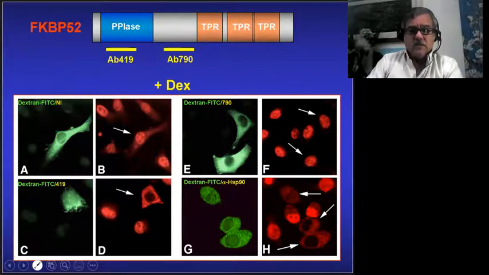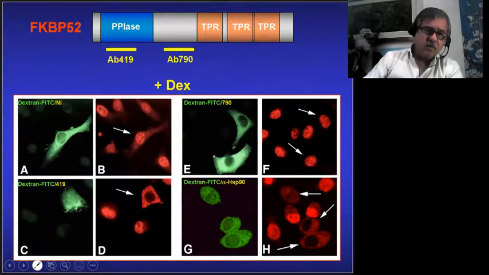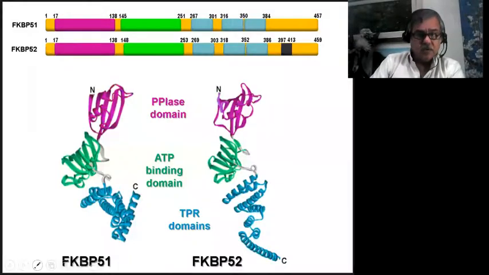In contrast to cells injected with the non-immune antibody in panel B or the anti-hinge antibody in panel F, which show GR entirely nuclear in the presence of steroids, cells microinjected with the anti-PPIase domain, panel D, or anti-HSP90, panel H, still show GR in the cytoplasm. Therefore, the HSP90-FKBP52 complex should play a role in GR retrotransport.